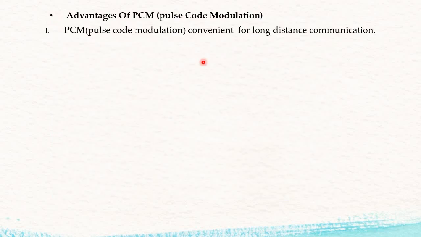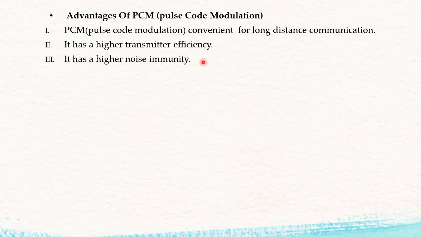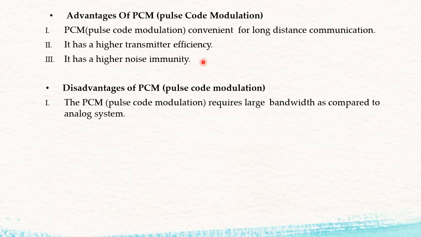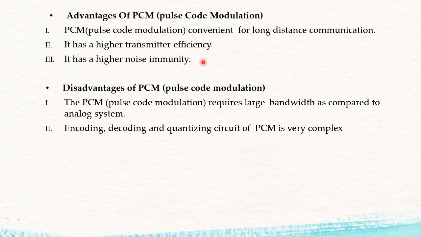Advantages of PCM: PCM is convenient for long distance communication. It has a higher transmission efficiency. It has a higher noise immunity. Disadvantages: it requires a larger bandwidth as compared to the analog system. The encoding, decoding and quantization circuits of PCM are very complex.